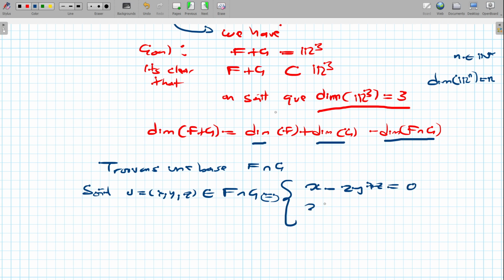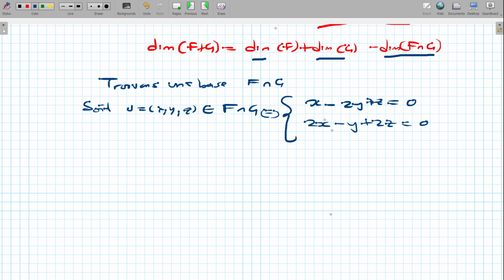Then the condition in G is 2X minus Y plus 2Z is equal to 0. So how are we going to solve this system that we have here? It's very easy. The first thing we're going to do is look at the first line. I'm going to call it la ligne 1. The second line I'm going to call it la ligne 2, just like we did for the first two exercises.